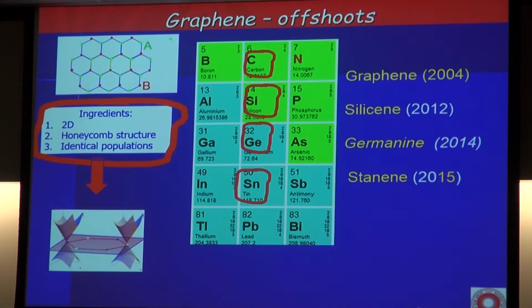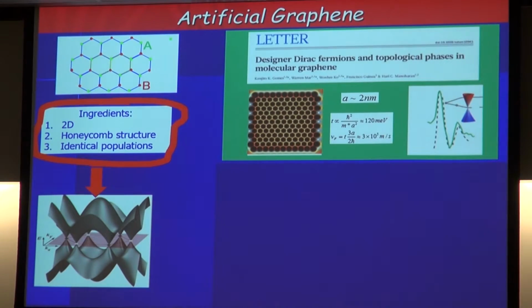So there are other kinds of graphene that one can make as long as you have a honeycomb structure, some overlap integral, two-dimensionality, and identical population. The moment populations are different, it's a totally different system. You open a gap. So actually, the three ingredients don't say atom either, so it doesn't have to be atoms.